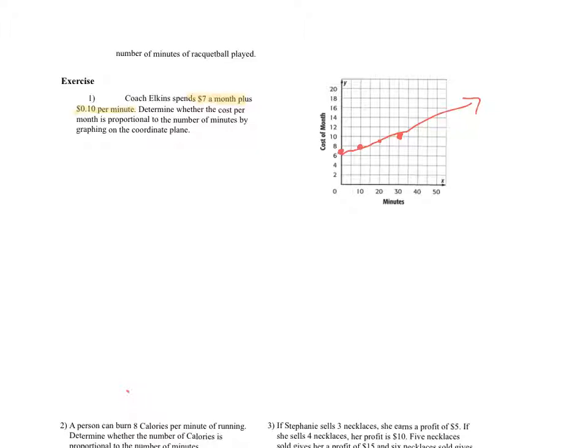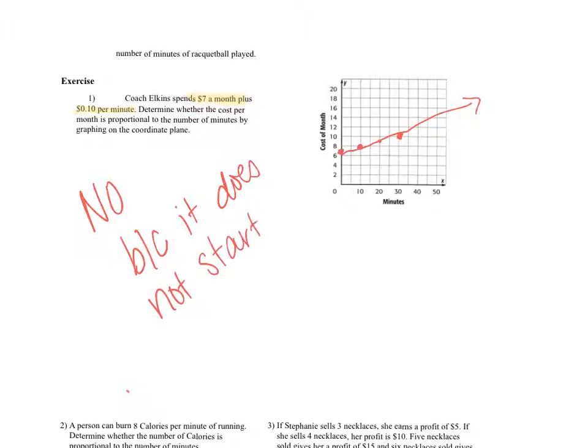No. Okay, what did you say? Repeat it. I said no because it doesn't start at the origin. Perfect. No, because it does not start at the origin. So we're going to say, is this proportional? No, because it does not start at 0, 0. It starts at 0.7 because it's at $7 per month. Are y'all good with that?